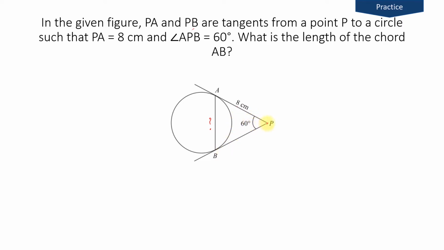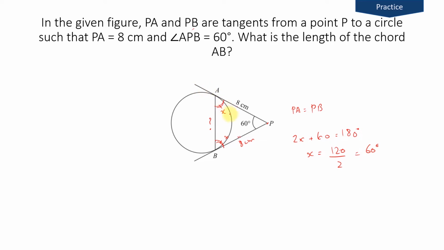Since two tangents are being drawn from the same point, as we have said earlier, the length of those two tangents is going to be same. So PA is equal to PB. Since PA and PB are same, the angle A and angle B are equal. So this X is going to be 180 minus 60 divided by 2. So X is 60 degrees.